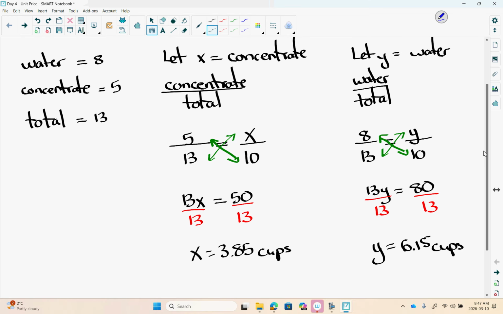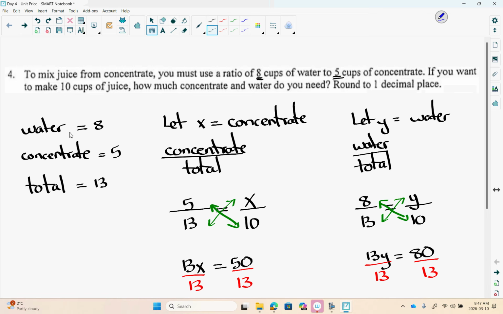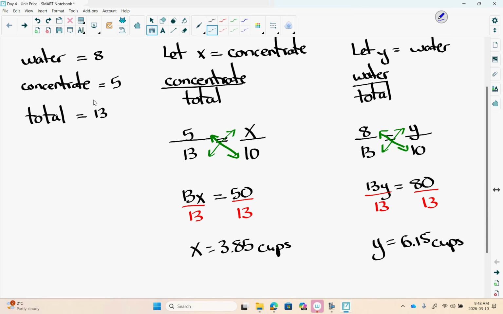The 10 under the Y, okay, great question, comes right here in the question. It says, if you want to make 10 cups of the juice. Now, I'm making 10 cups of the juice, and that requires both water and concentrate. And do you see that these two numbers, 3.85 and 6.15, what do they add up to give me? 10. Notice that they're down from the 5 and 8 cups, respectively, in the original recipe. And that's what we figured would happen.